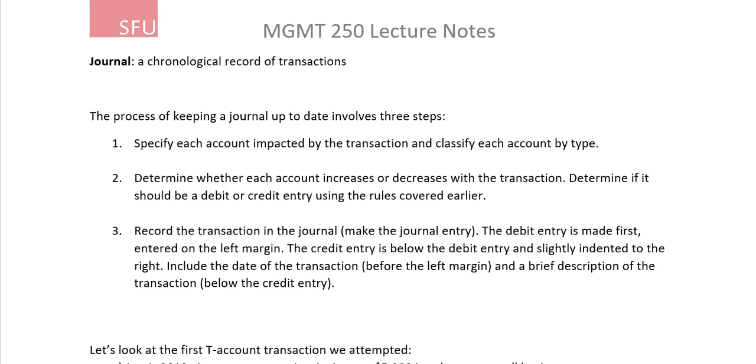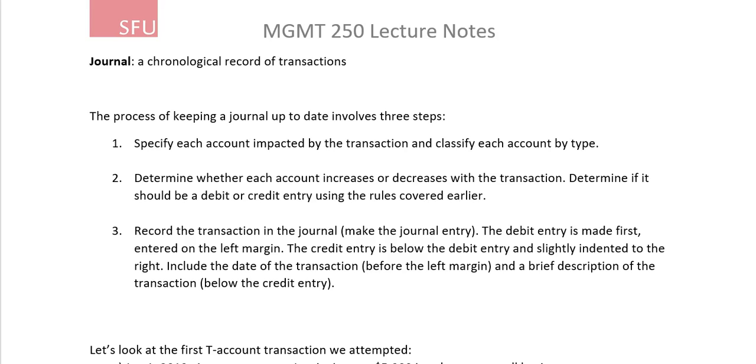So a journal is defined as a chronological record of transactions. The process of keeping a journal up to date involves 3 steps. 1. We must specify each account impacted by the transaction and classify each account by type. 2. We determine whether each account increases or decreases with the transaction. Determine if it should be a debit or credit entry using the rules covered earlier. And last, number 3, record the transaction in the journal, make the journal entry.